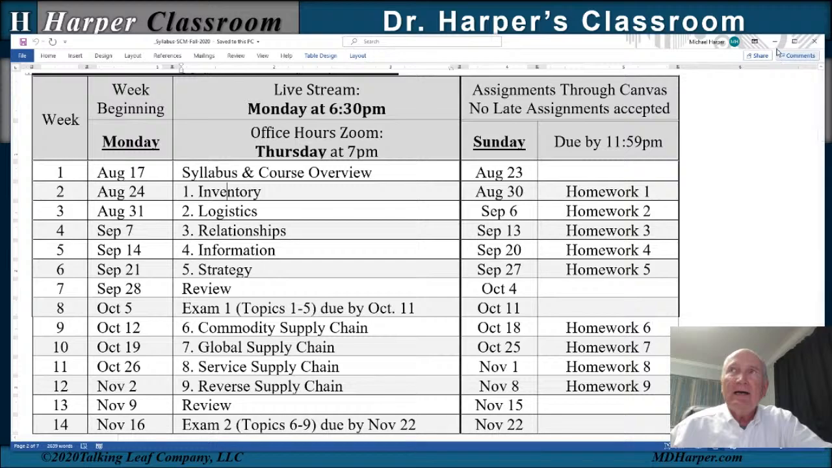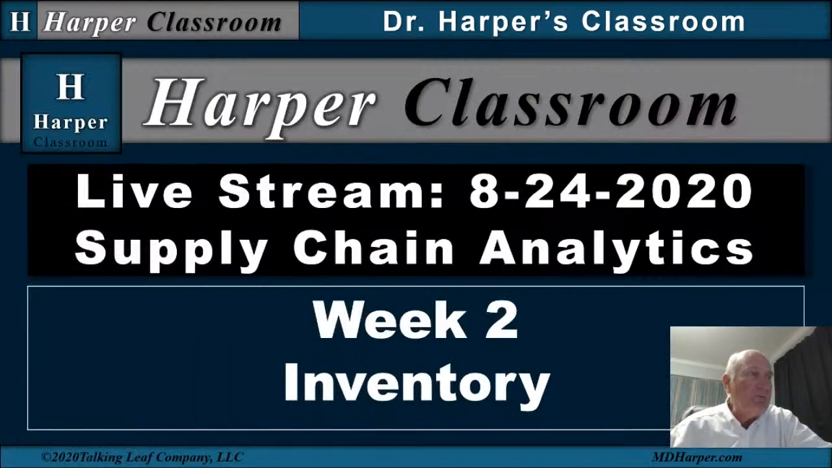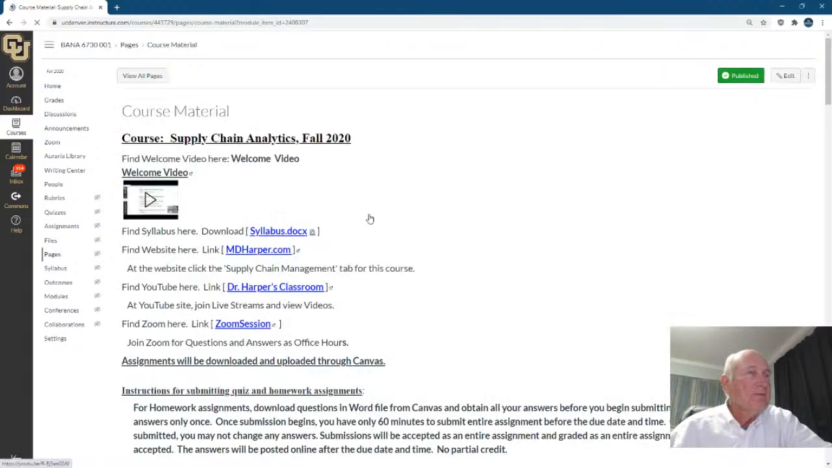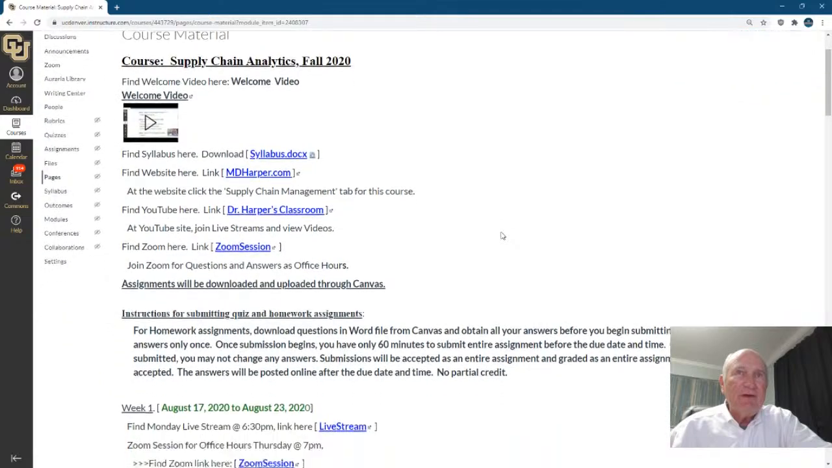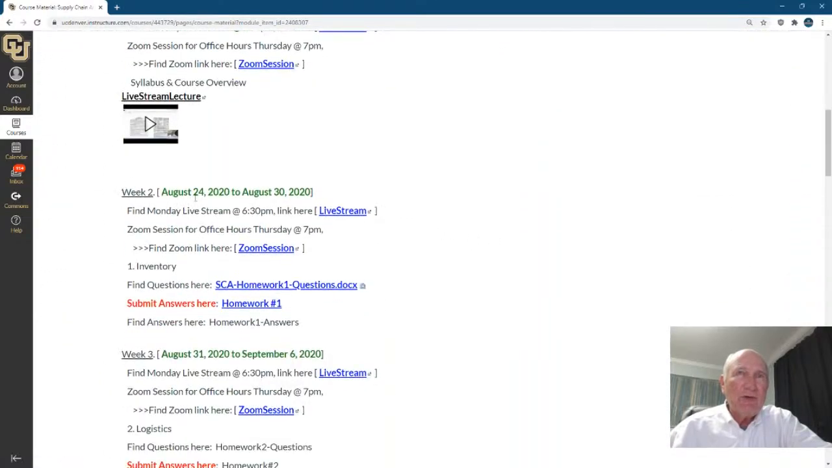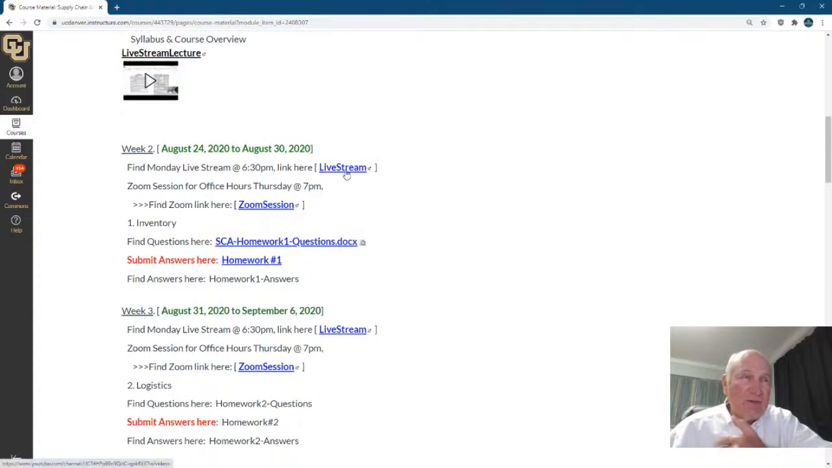Okay, and if I bring up Canvas, look at the course material, and if you notice, coming down on the week of week 2, August 24th, live stream, and there's where we are right now, the Zoom session. I've already posted the homework, and we'll be looking at the homework and the questions, the material for the homework.